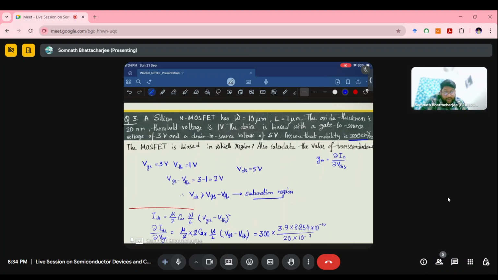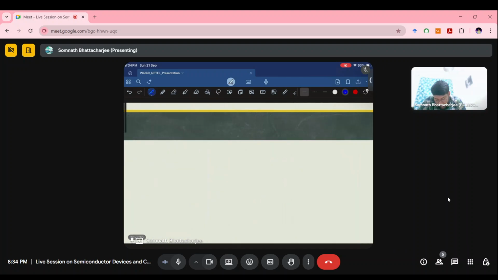So why is this 10 to the power minus 7? Because everything should be in centimeter, since the other parameters are in centimeter. W by L we would have to convert, but as we are just dividing it, we don't need to consider the micron. So that's why it is 10 by 1 multiplied by 2. So let's move on to the next one.